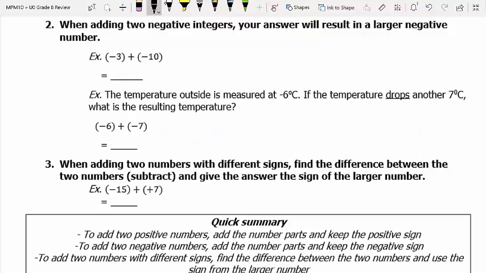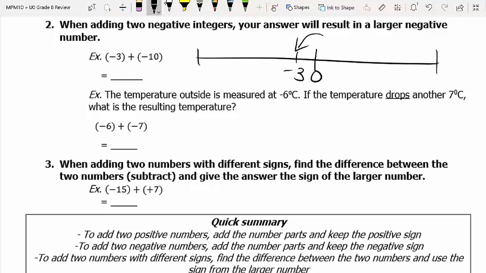When you're adding two negative integers, your answer will result in a larger negative number. Think of a number line. If you start at -3 and you add 10 more negative numbers, you're going to go 10 spaces in the negative direction. And you're going to end up at -13.